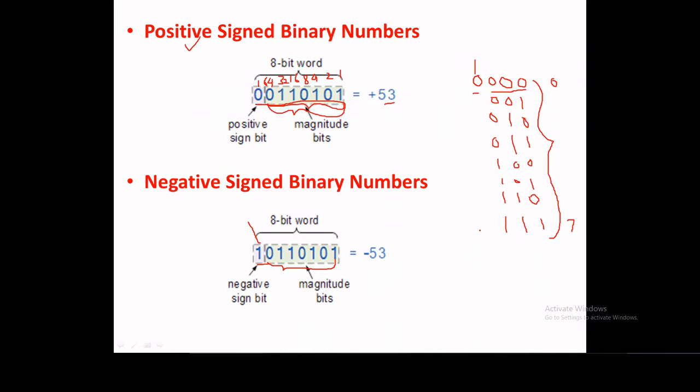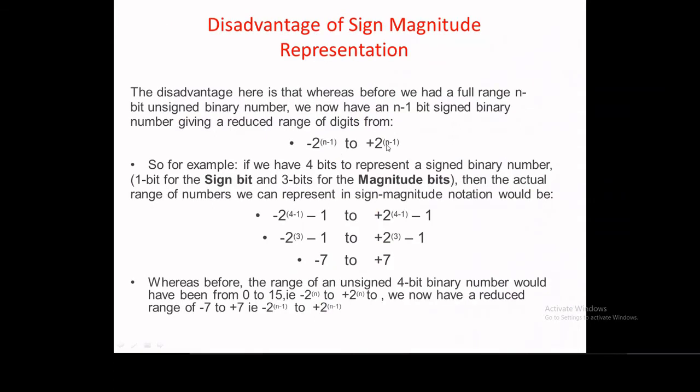If all MSBs are 0, those are positive; if all MSBs are 1, those are negative numbers. Means only 0 to 7, means actually minus 7 to 7. If I am taking negative, so minus 7 to 0 and then 0 to 7. So this is the range for this 4-bit number in this magnitude representation. I can only represent these many numbers in range for 4 bits. Similarly for 8 bits, 16 bits, 32 bits, likewise. The range in generalized format I can represent as minus 2 raised to n minus 1 to plus 2 raised to n minus 1.